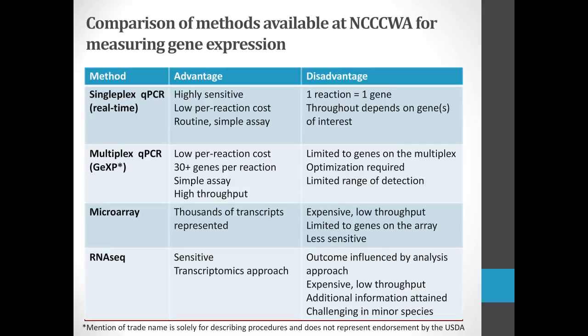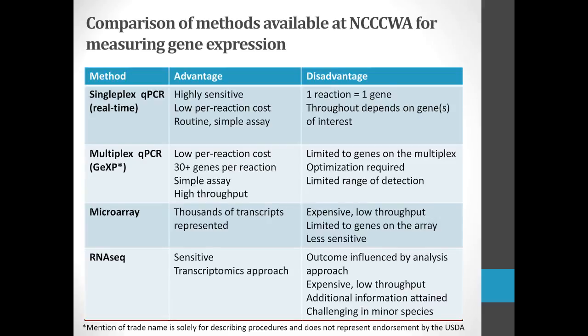Microarray analysis, while it can analyze tens of thousands of transcripts in a single sample, is also considered low throughput because it is costly. One is also limited only to analyzing genes that are on the array, and the sensitivity is a bit lower than what we can achieve with real-time PCR.